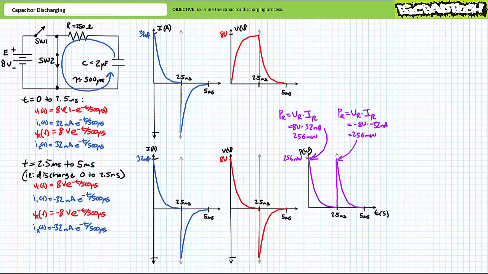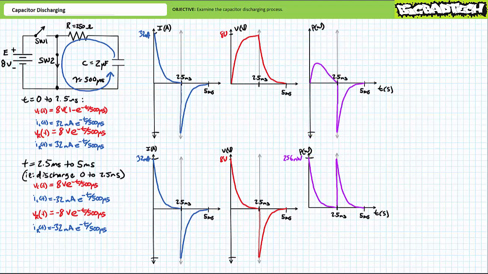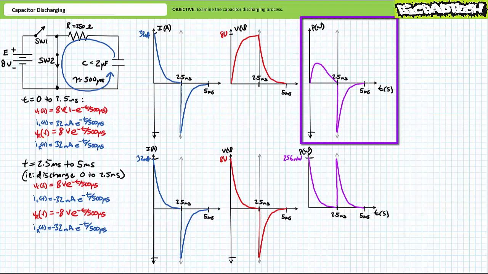At all times, power dissipated by the resistor will be positive. Importantly, note that the resistor is not the only element in the system. Consider this plot of power dissipated by the capacitor as a function of time. Prepare yourself for something surprising, but if you've been paying attention, understandable.